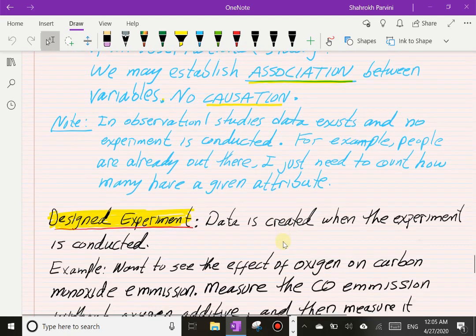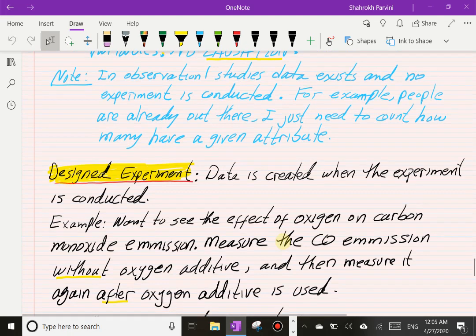So, here's an example of a designed experiment that I have. Let's say I want to know the effect of oxygen in the fuel on carbon monoxide emission. Okay, so I'm going to measure the CO emission without oxygen additive, and then I'm going to measure again the carbon monoxide emission after the oxygen additive is used. So notice here, the data wasn't already there that I can just collect. I have to create some kind of experimental situation.